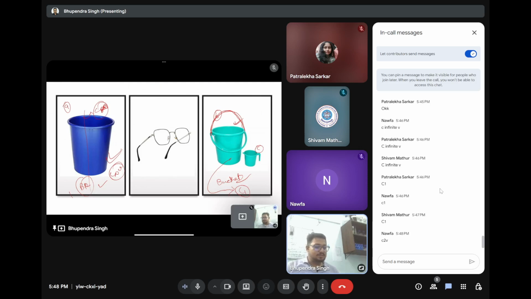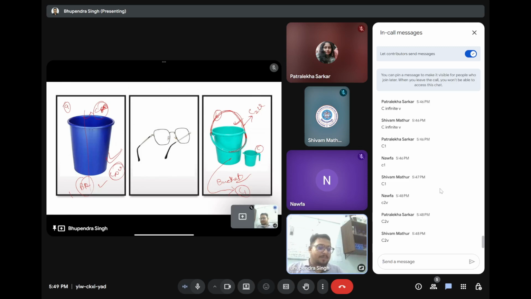Okay, Nafa is saying C2V. Patlekha is saying C2V. Shivam is also saying C2V. Yes. See, isn't it interesting that the position of the handle of the bucket is actually changing the point group of the bucket. If handle is in this position, point group of the bucket is C1. If handle is in this position, point group of the bucket is C2V. See, isn't it interesting?